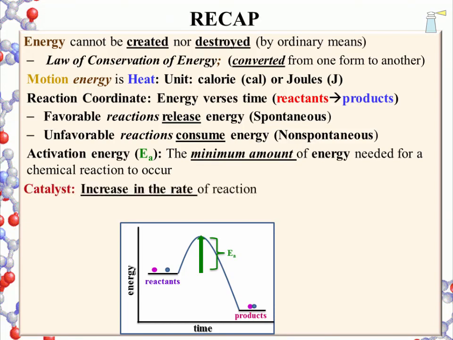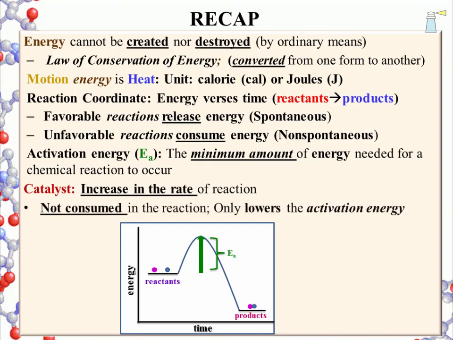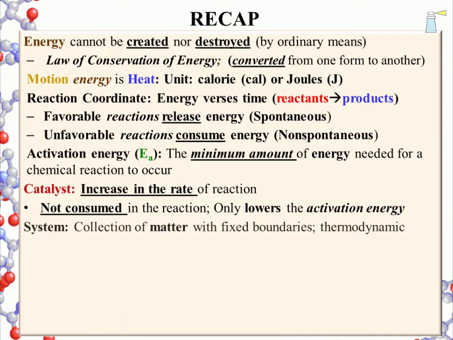A catalyst is a substance that increases the rate of a reaction. It is not consumed in the reaction. It only lowers the activation energy. It reduces the energy barrier. A system, in the thermodynamic sense, is a collection of matter within fixed boundaries. Outside the system is the surrounding.